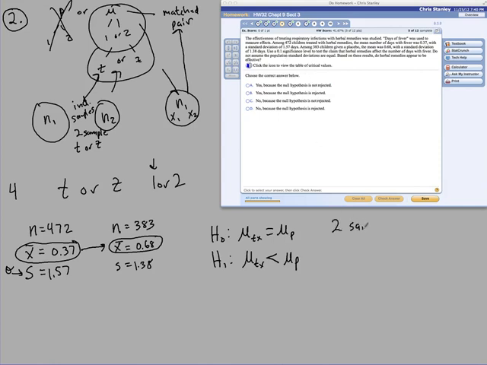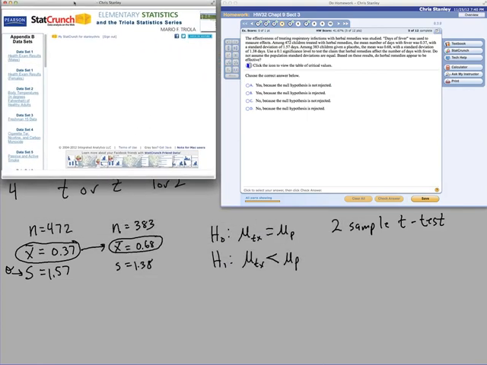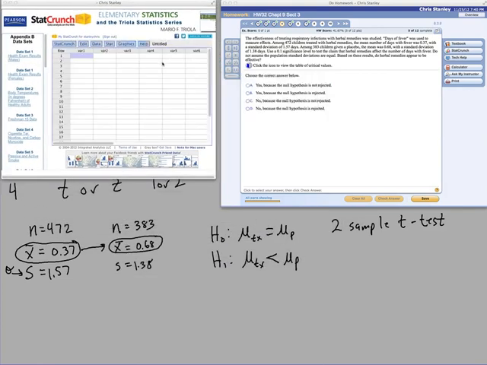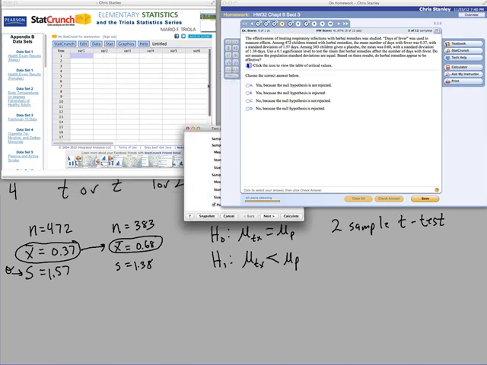We could use a 2 sample T test, and find our p-value. Okay, so StatCrunch. Sorry, I have to cover this up. Stat, T stats, 2 sample, and they give me summary.